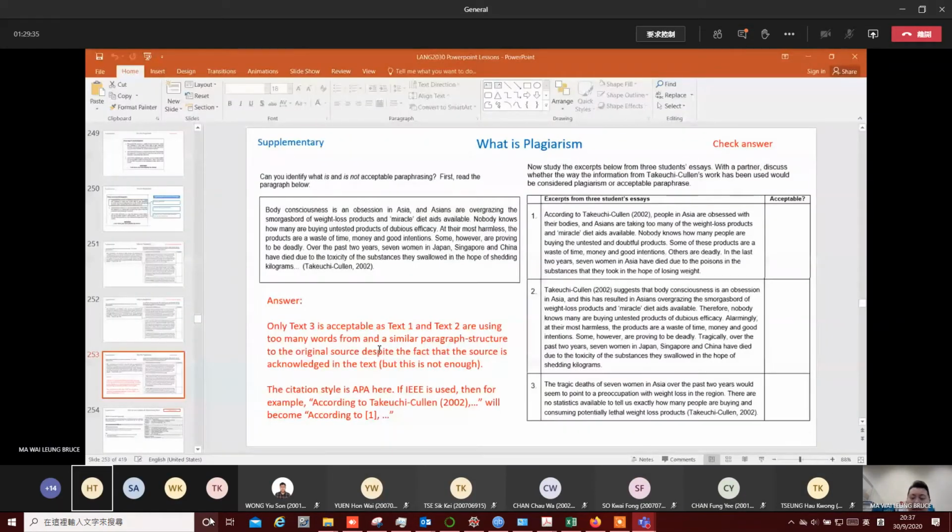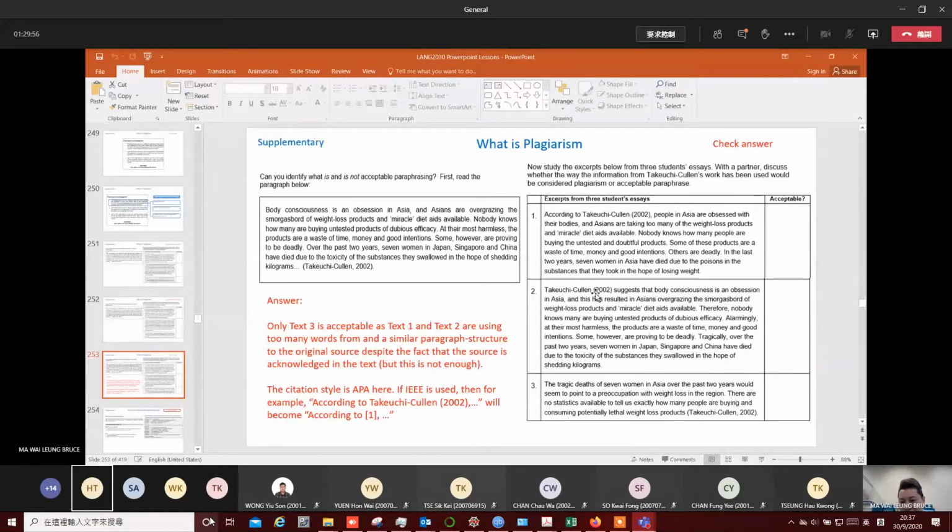Let me explain it. Answer, yeah, bingo, you are right. Only test 3 is acceptable, as test 1 and 2 are using too many words from the original source, and they are using a very similar paragraph structure to the original source, despite the fact that the source is acknowledged in text. Okay, yeah, the source is acknowledged here.